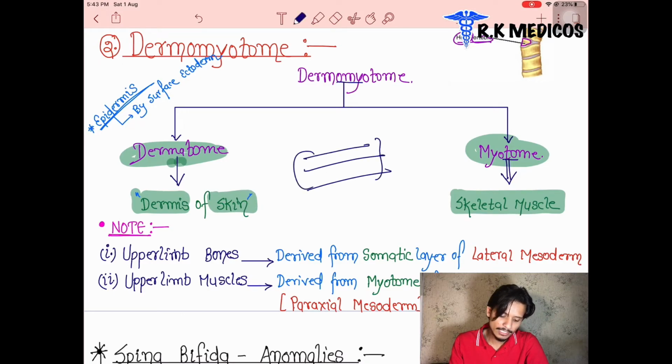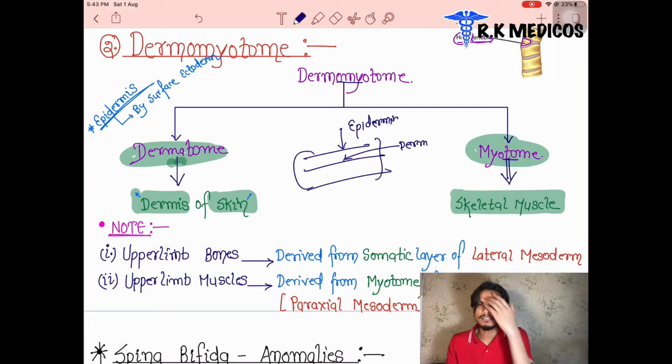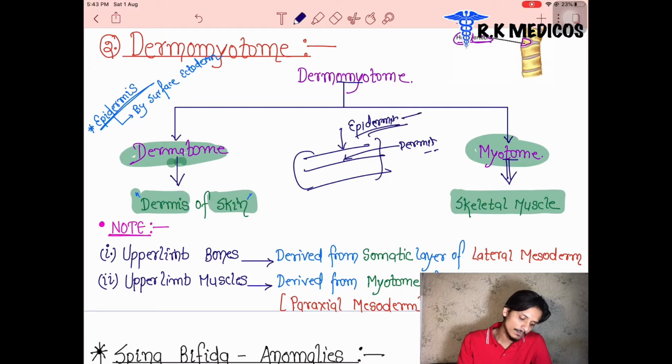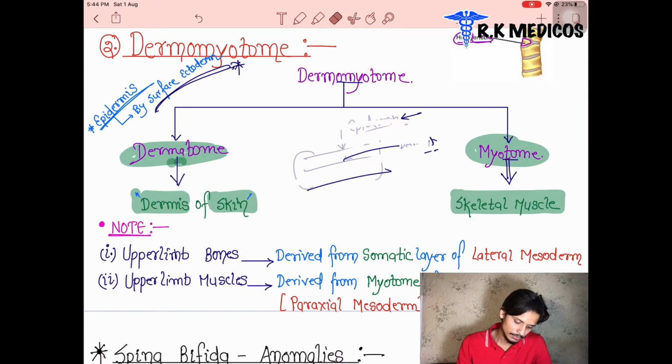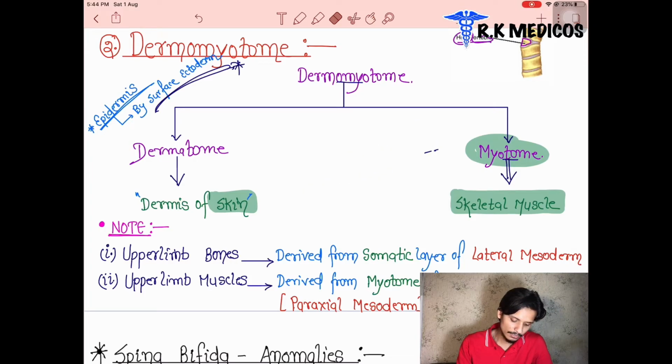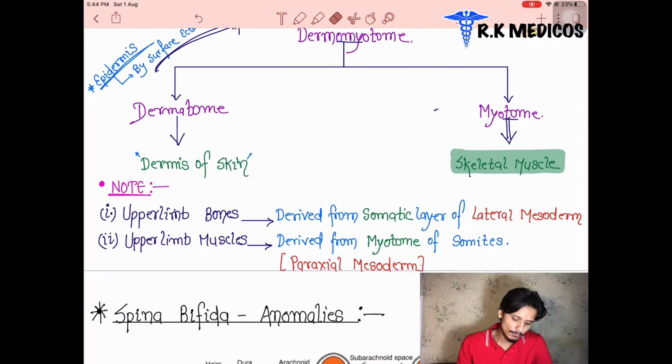The uppermost layer is called the epidermis. Just below it is the dermis. So the dermis is formed by the dermatome. Then which layer is going to form the epidermis? The epidermis is formed by the surface ectoderm. We will discuss this later. For now you have to memorize that the dermatome forms the dermis layer of the skin and the epidermis is formed by the surface ectoderm. So it's so simple. Hope you understand everything. The dermamyotome is divided into myotome and dermatome. Dermatome forms the dermis of the skin.